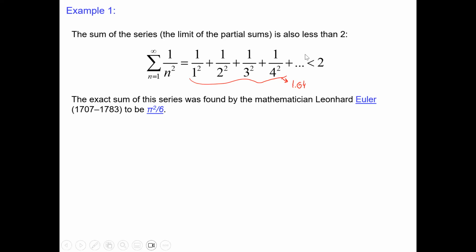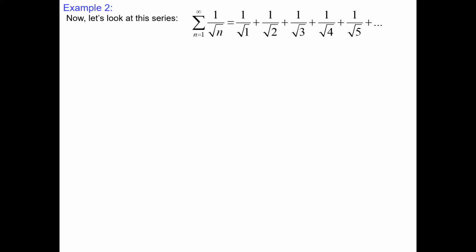What we did: we know that it's less than 2. It's a big proof. Now let's look at example number 2. We will take something similar, 1 over square root of n.